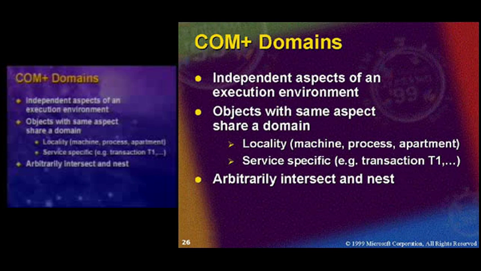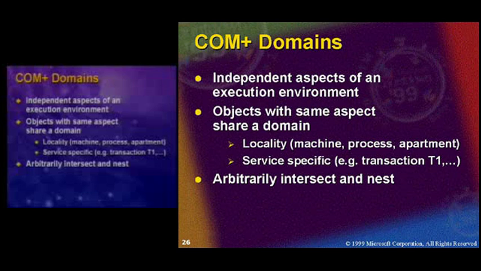A domain is an independent aspect of an execution environment. What does that mean? It means a part of the services or an aspect of the way that your components are going to run. For example, a transaction. One particular transaction is a domain. One particular apartment is a domain. If you have two transactions, they are different domains. Objects that have the same properties for a particular part of your execution environment belong to the same domain. So everybody who's in the same transaction is part of the same transaction domain.